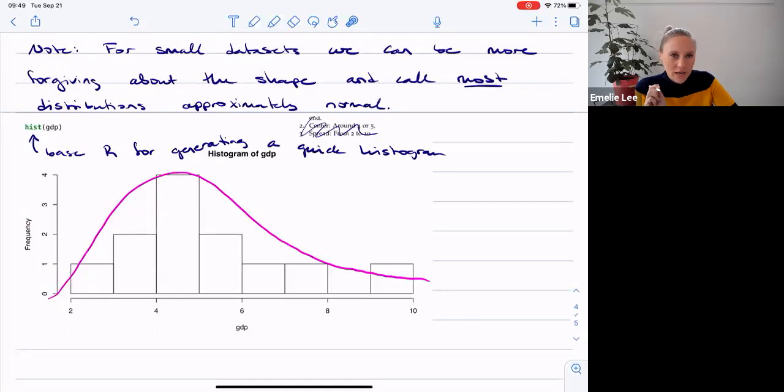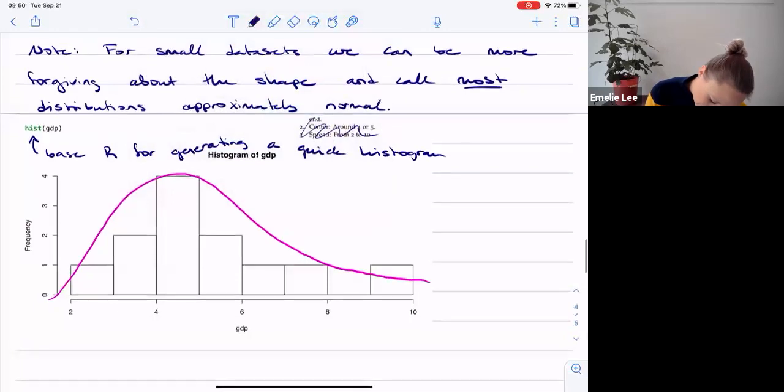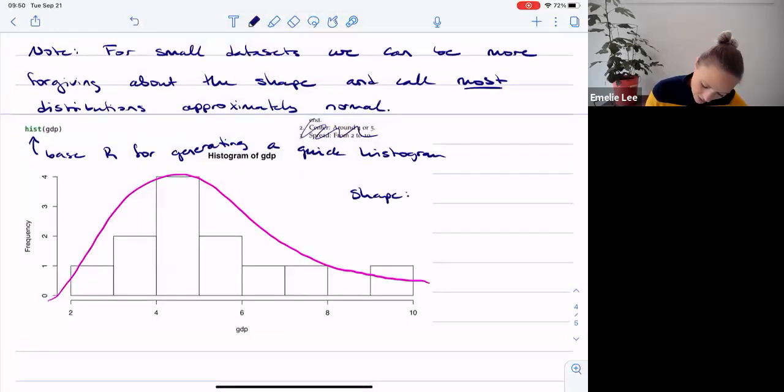So here's my argument. Even though it looks like we have a skewed distribution, what I would argue is that because of the small data set, I would say it's approximately normal with the exception of an outlier, okay? Because remember, you're always trying to push for a normal distribution, and then you're trying to explain away reasons why maybe it's not, but you're just acknowledging those. So in terms of the shape here, I would say it's approximately normal.